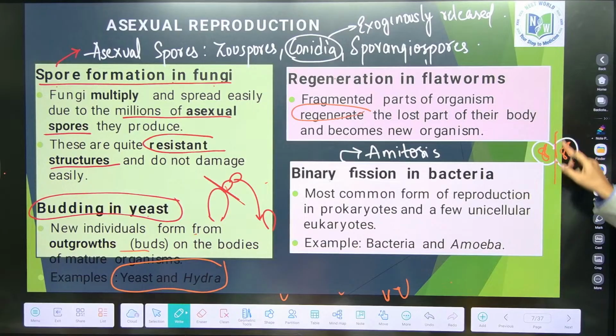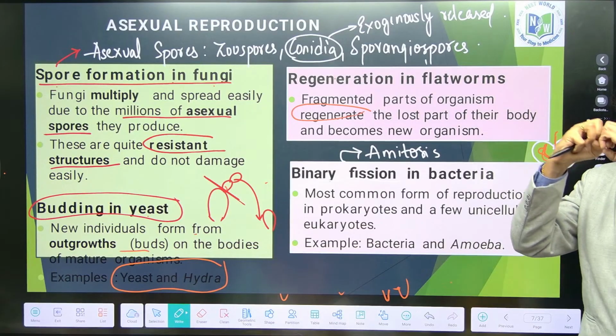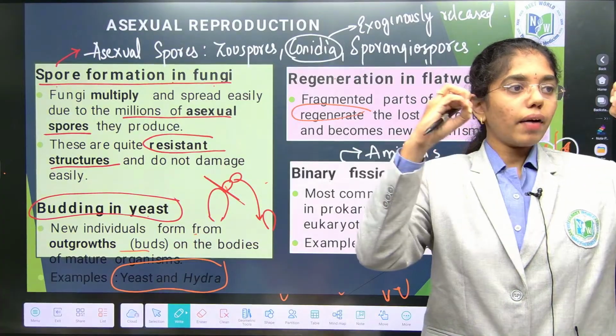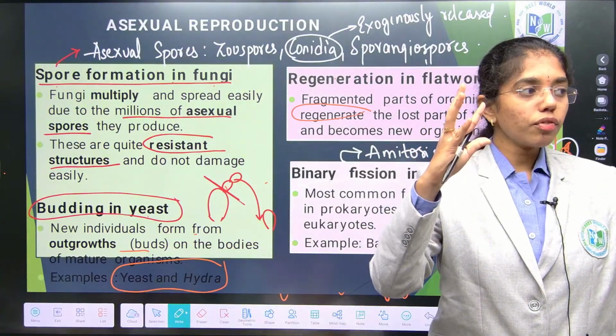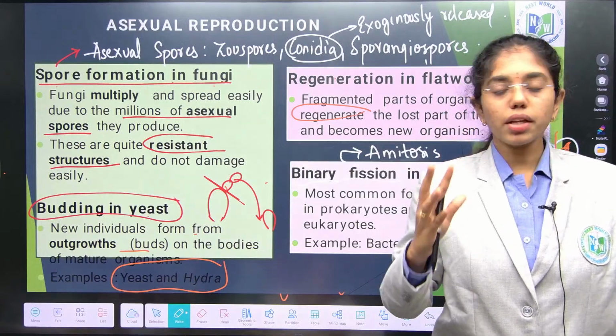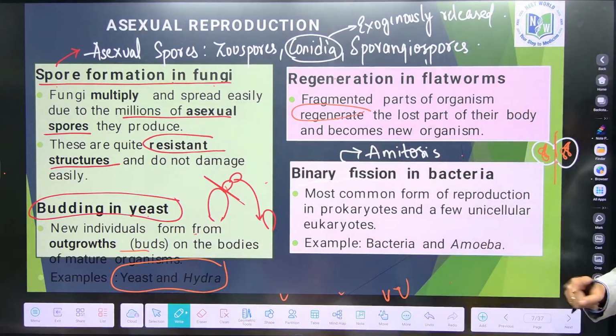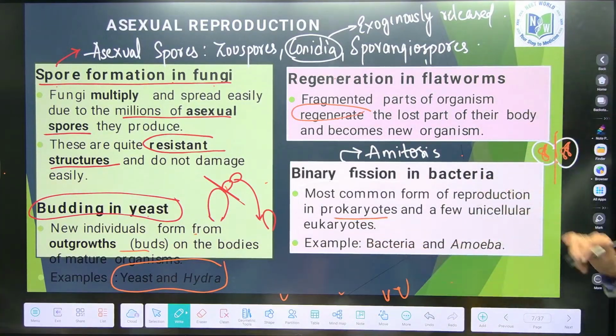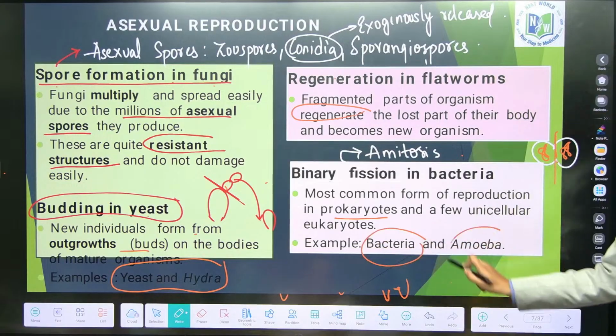Just by having a furrow in between the nucleoid and the cytoplasm, a furrow forms and the cell divides into two. So, there is no involvement of spindle fibers. Such division is known as what? Amitosis. Most common form of reproduction in prokaryotes and a few unicellular eukaryotes. Examples include bacteria and amoeba.